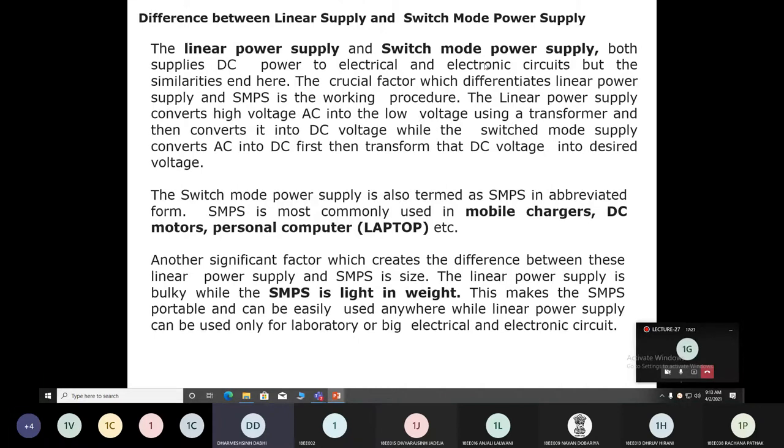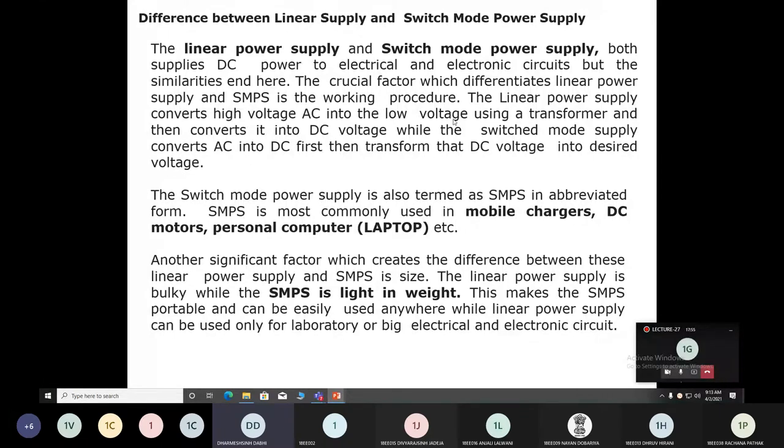As you know, in all electronic circuits or electricals, we provide some power supplies. There may be a DC power supply or maybe an AC power supply. Here we first understand the difference between linear power supply and switch mode power supply. Both supplies provide DC power to electrical and electronic circuits. But the similarity is what here? The crucial factor differentiating the linear power supply and SMPS is the working procedure of both power supplies.